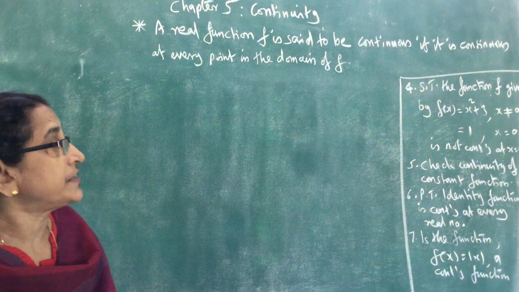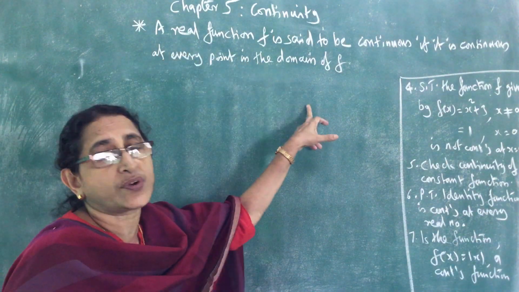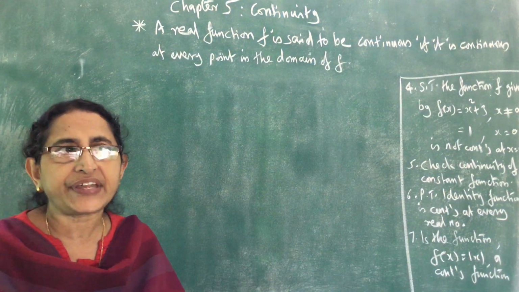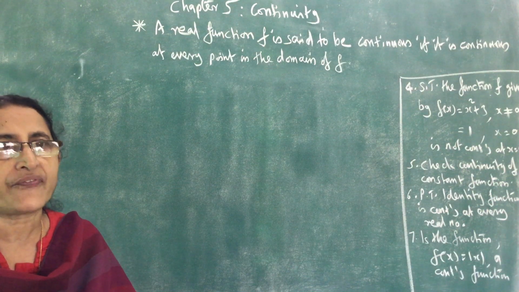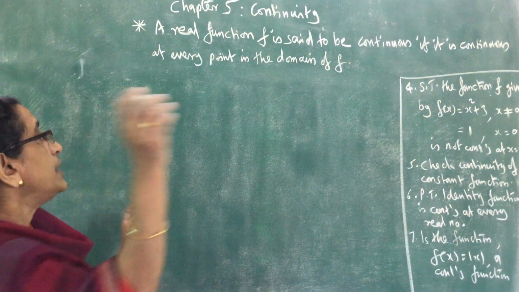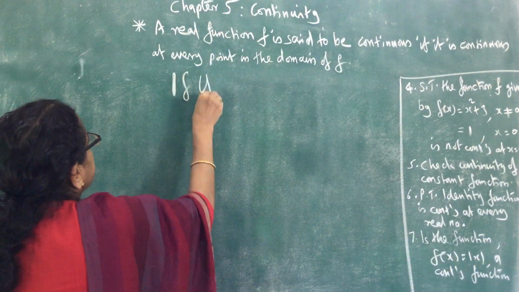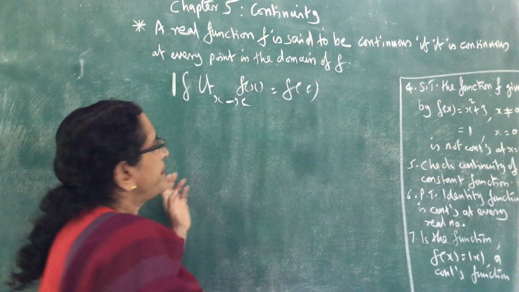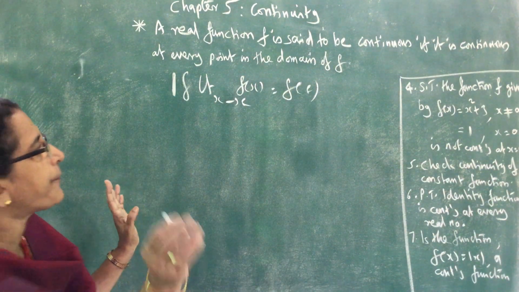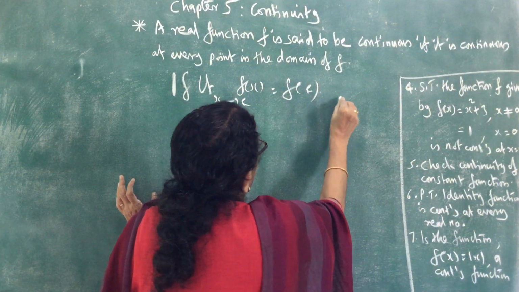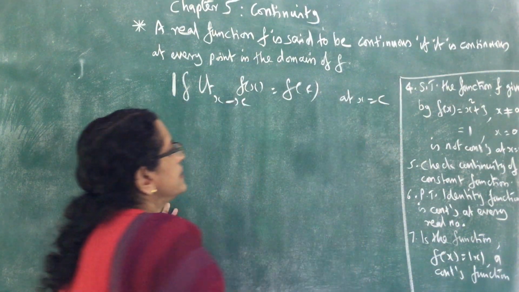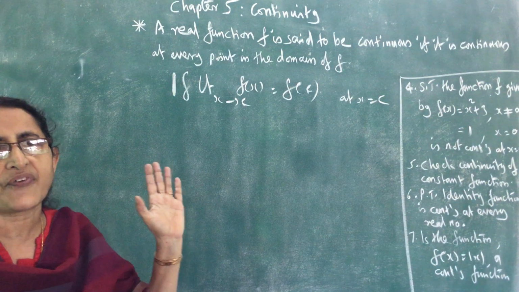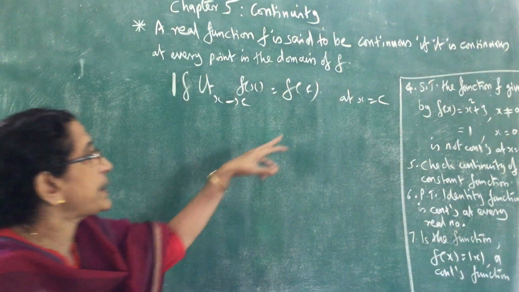Then next definition, a real function f is said to be continuous if it is continuous at every point in the domain of f. We have seen the continuity at a point x equal to c. When do you say a function is continuous at x equal to c? If limit x tends to c, f of x is equal to f of c, then the function is continuous at a point x equal to c.